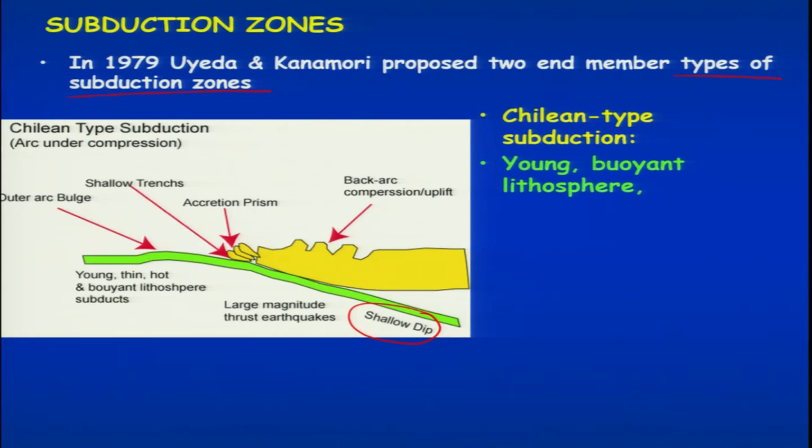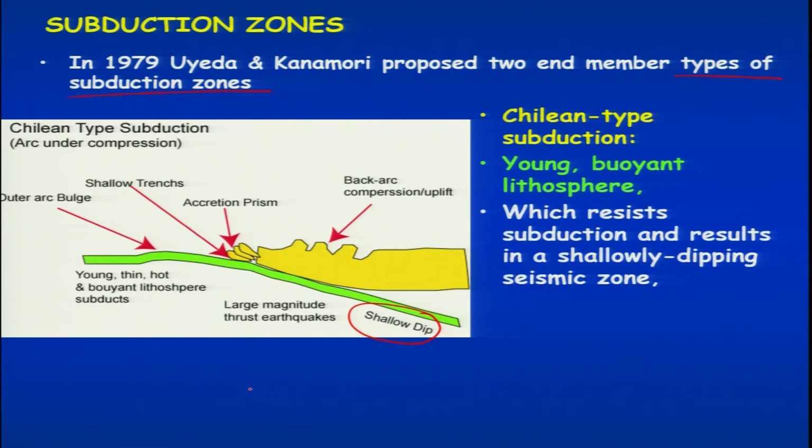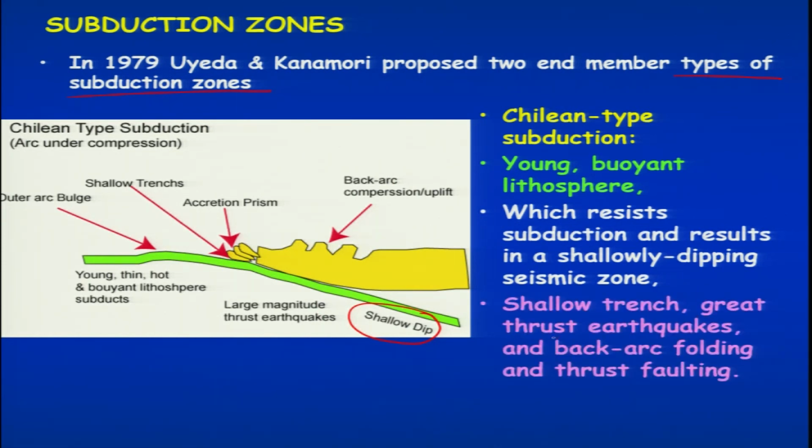So we have young buoyant lithosphere which resists subduction and results in a shallow dipping seismic zone. So we'll have a very shallow dipping seismic zone because the contact between the overriding plate and the under thrusting plate, or the subducting plate, will be very shallow in nature, and the area of contact will also be larger as compared to if you are having the sharp dipping subducting plate. Shallow trenches, great thrust earthquakes.